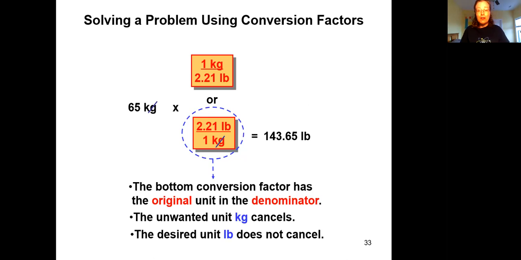Calculator says 143.65, and then the unit that we're left with is usually the one on the top right. The top right-hand side will be the desired unit, the pounds. Okay, do we get to stop here?